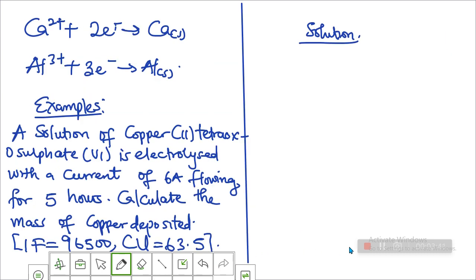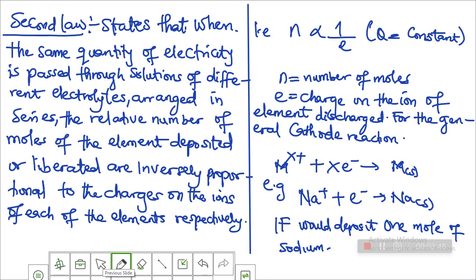So let's go to the next aspect now. Okay, let's go to the next law. Now let's go to the second law. The second law states that when the same quantity of electricity is passed through solutions of different electrolytes arranged in series, the relative number of moles of the elements deposited or liberated are inversely proportional to the charges on the ions of each of the elements respectively.